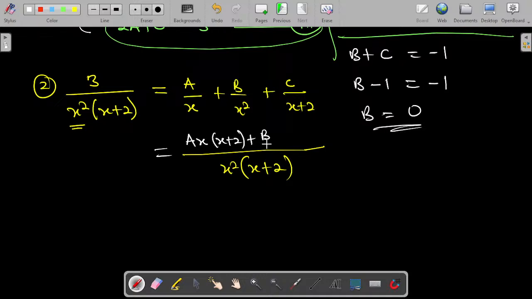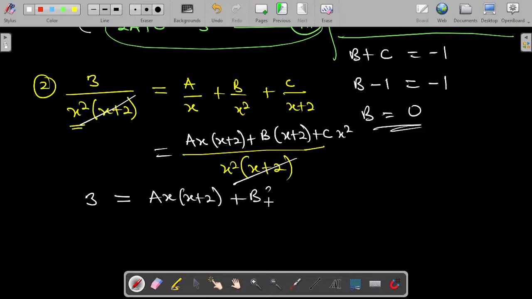Okay, I guess it's distinct quadratic. We'll come back to it, but let's treat it as a repeated linear. So if x squared divides, you have x plus 2. Then finally, if x plus 2 divides, you have x squared. Now let's cancel the equal denominators. So we are going to have that 3 is equal to ax into x plus 2, then plus b into x plus 2 here, then finally cx squared.